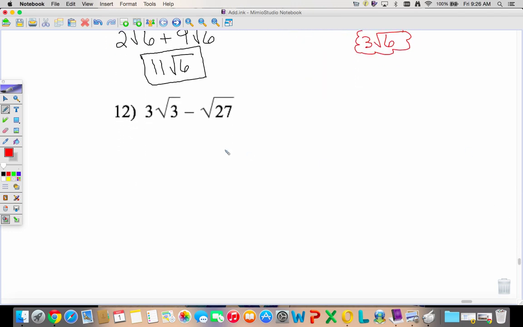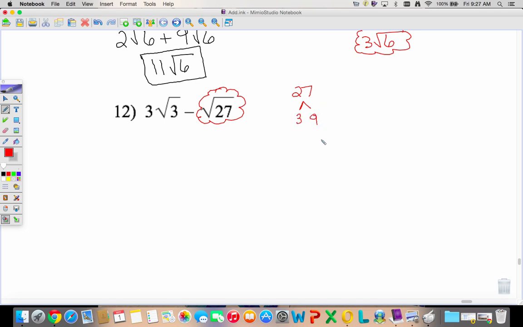Okay, go ahead and do number 12, and then we'll do a few more on the back, and that will be it. So number 12, we have 3 square roots of 3 minus the square root of 27. Well, we already know 3 is a prime number, so if I tried to do my little family tree with that, there's nothing I can get out of 3. 27, though, we're going to focus on just the square root of 27.